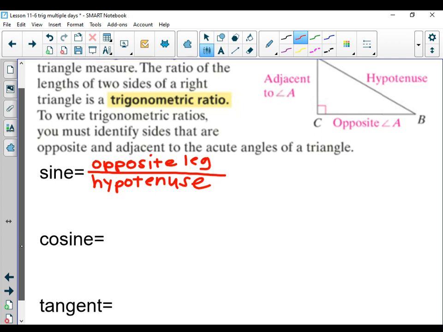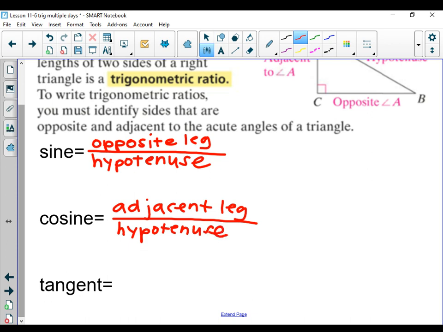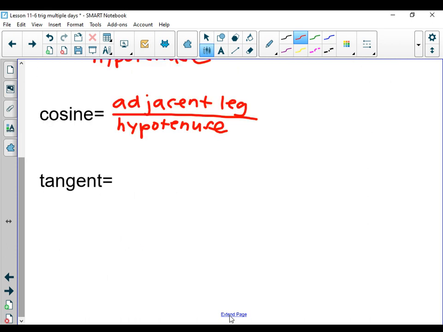And then the second ratio he called cosine. Cosine is going to compare the adjacent leg and the hypotenuse. And then tangent compares opposite leg and adjacent leg.